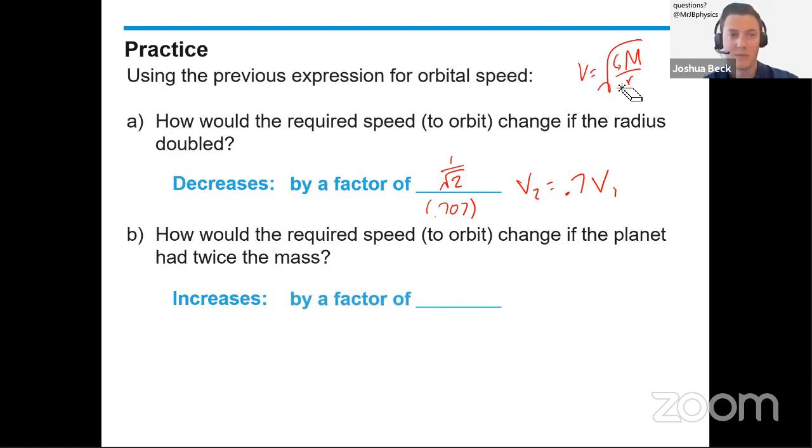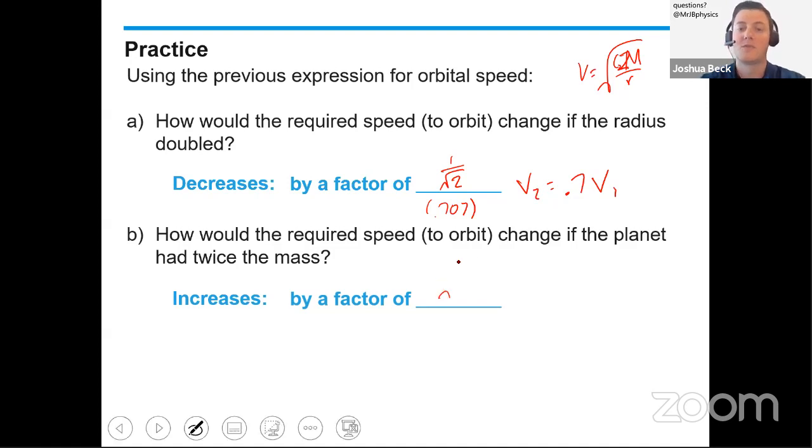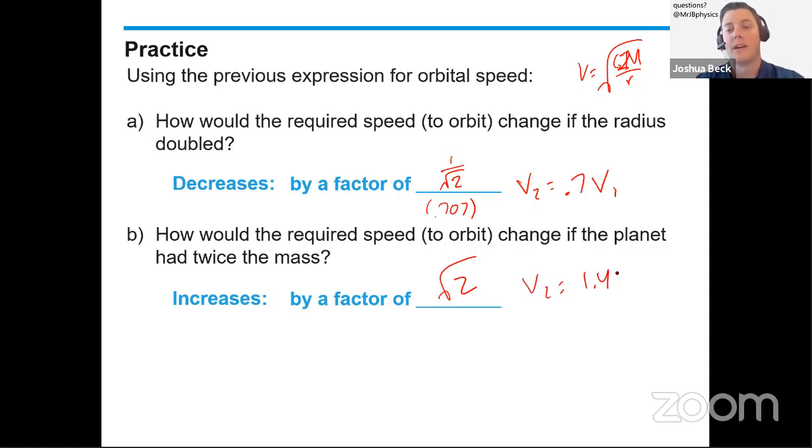Well, let's look at the actual relationship and let's see what changes. G doesn't change, r doesn't change, but M does change. So that's going to be 2M. But that's inside the square root, so this is changing by a factor of square root 2. So that means that our new velocity is going to be about 1.4 times the original velocity. It's going to increase. It's going to be about 140% of what it was before. Okay, so this is how we can use this particular expression, and we can start to anticipate some specific changes.